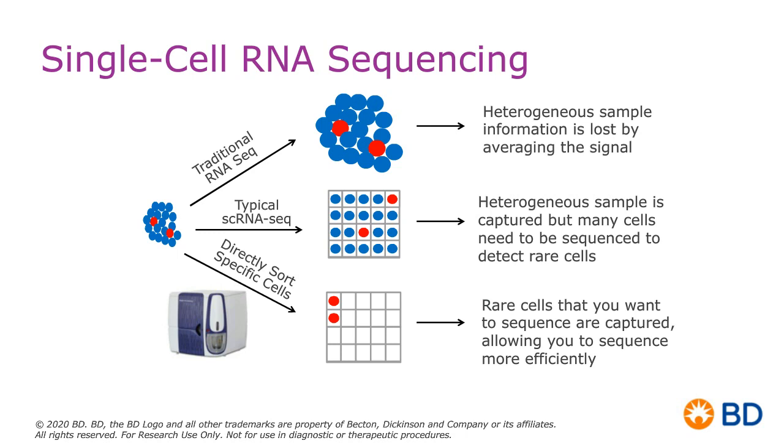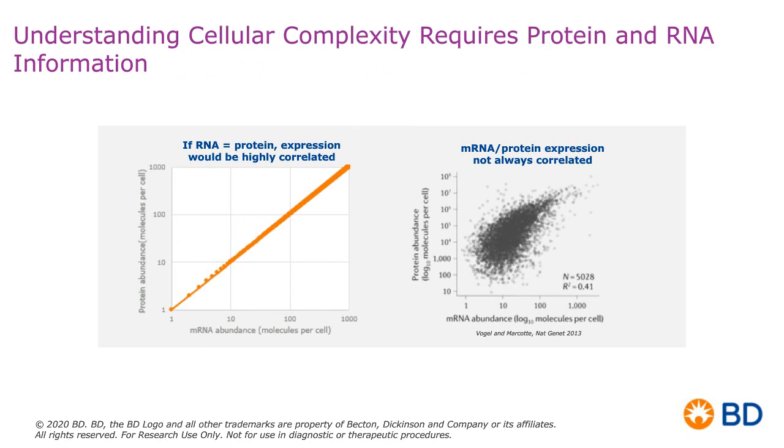And now you could ask, well, why do you need your protein expression? Well, if we take a look at what would be a perfect correlation between mRNA and protein abundance on the left, and if mRNA equals protein, we would get this nice linear line. Of course, that's not how biology works.